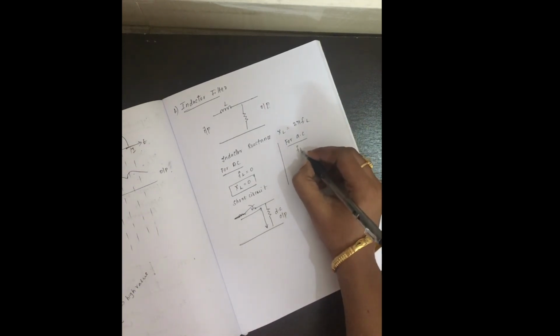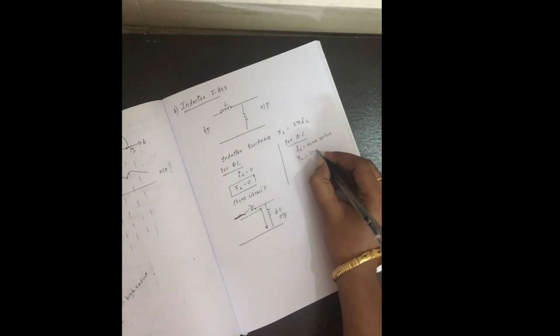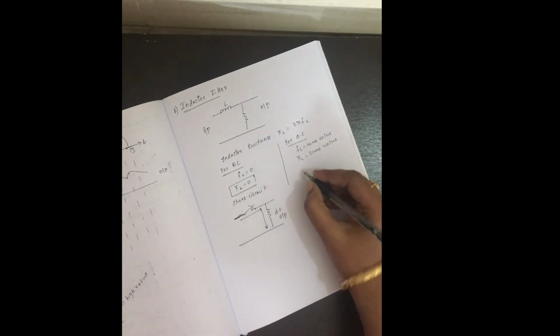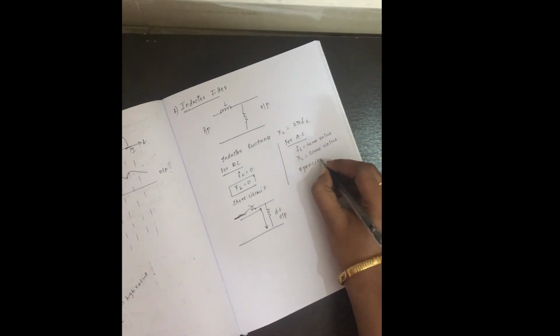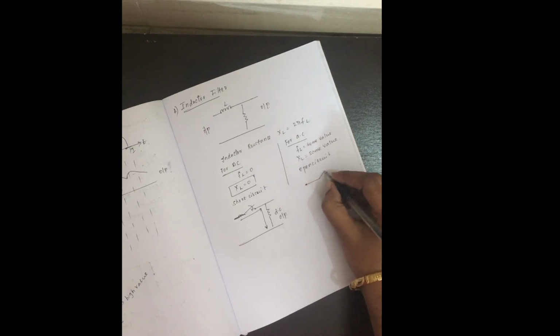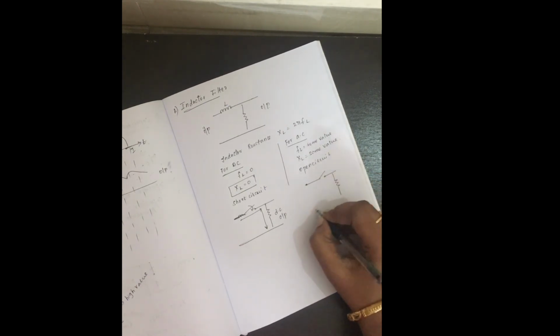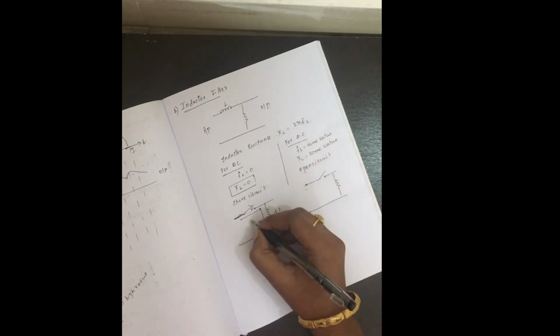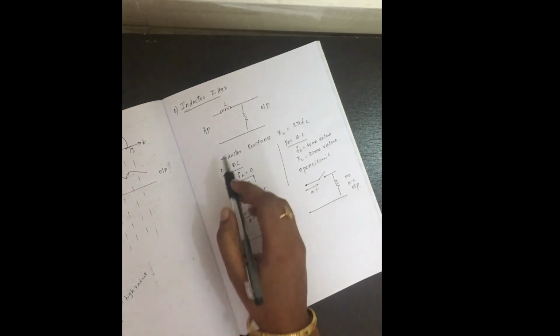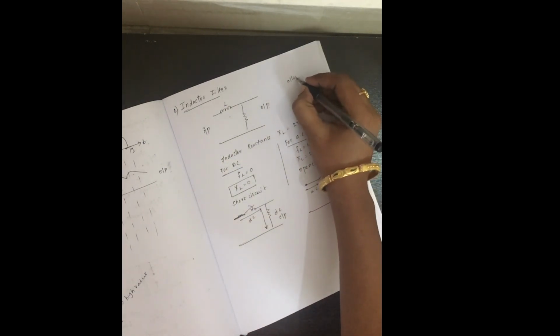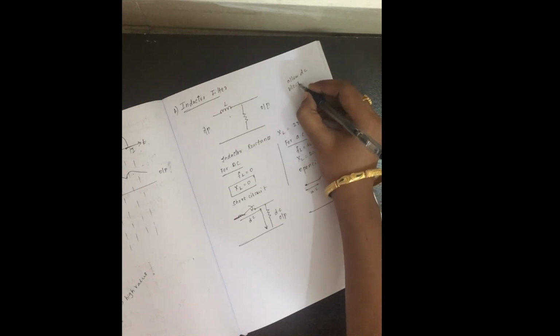Here, for AC, FL will have some value, so XL will have some value. When XL has some value, it will act as an open circuit for the AC signal. This is the load resistor. When an AC signal is passed, it acts as an open switch, so no current will flow across the circuit. So no AC. The inductor allows DC and blocks AC.